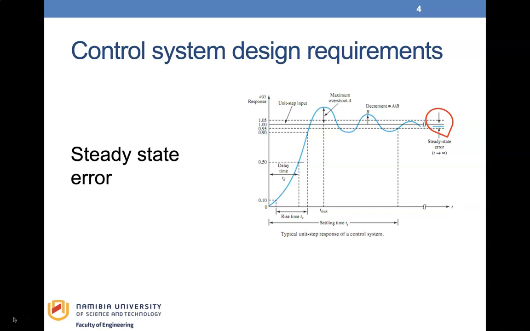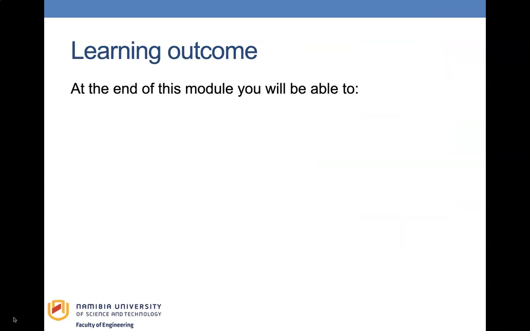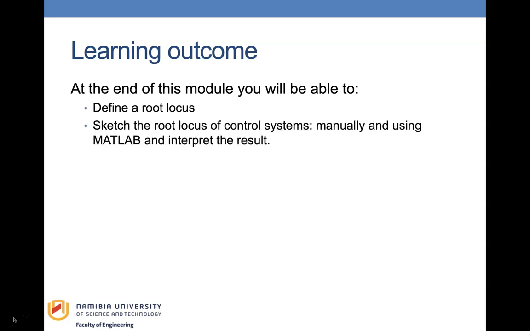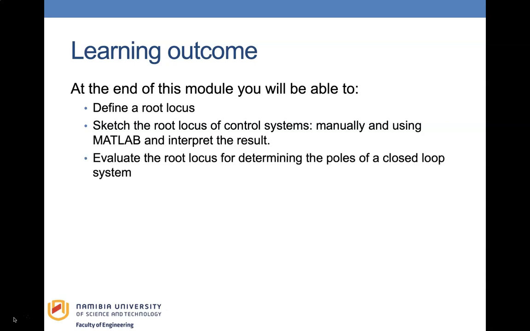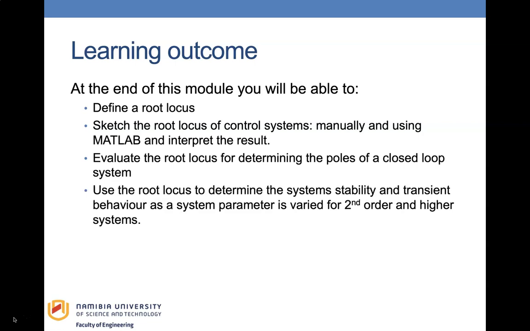Therefore, by the end of this lecture, you will be able to do the following. 1. Define a root locus. 2. Sketch the root locus of control systems manually and using Matlab and be able to interpret the results. 3. Evaluate the root locus for determining the poles of a closed-loop system. 4. Use the root locus to determine the system stability and transient behavior as a system parameter is varied for second order and higher order systems.